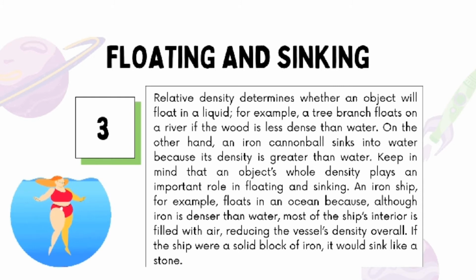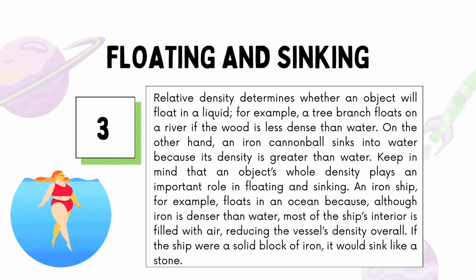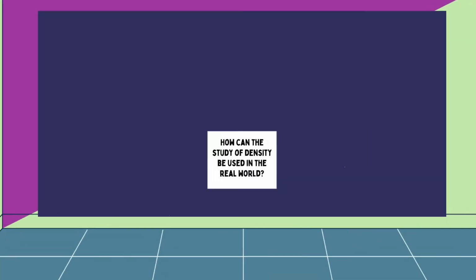An iron ship, for example, floats in an ocean because although iron is denser than water, most of the ship's interior is filled with air, reducing the vessel's density overall. If the ship were a solid block of iron, it would sink like a stone. So, this is where buoyancy comes in.